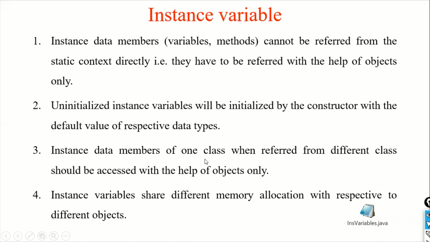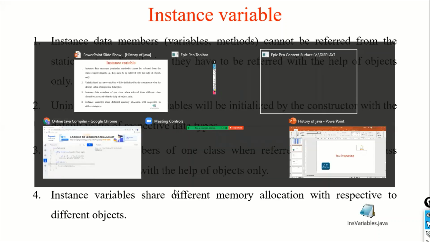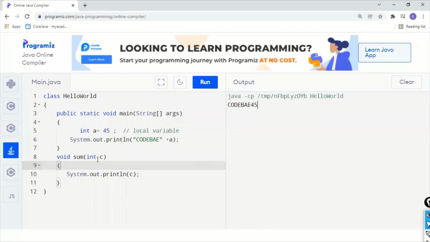Instance data members of one class, when you're trying to refer to them in a different class, should be accessed with the help of objects only. All the instance variables have different memory allocations with respect to different objects. So these are the 4 points that we need to understand with respect to the instance variables.